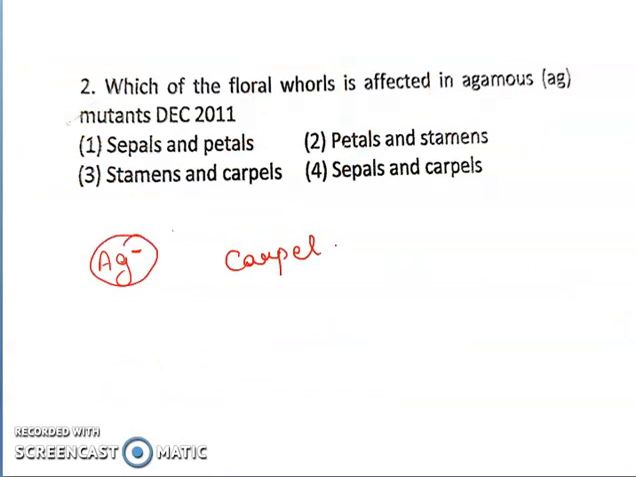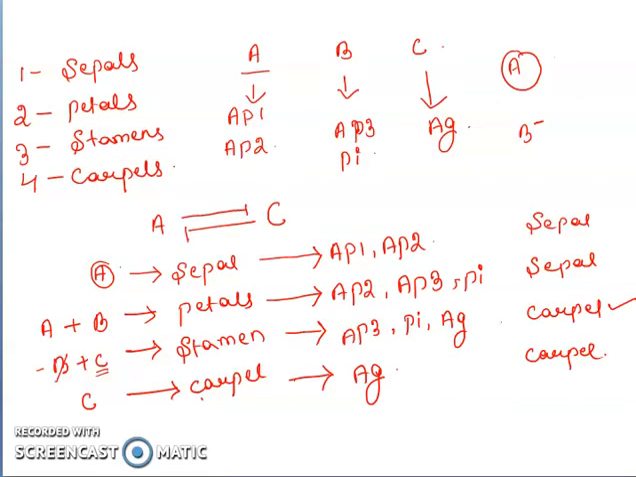Now let us see again. B plus C was responsible for the formation of stamen. That means this will also be affected. The stamen will also be affected. What will form if stamen does not form? We have discussed that A is antagonistic to C. That means if there is presence of A, it will inhibit C, and if C is present, it will inhibit A.